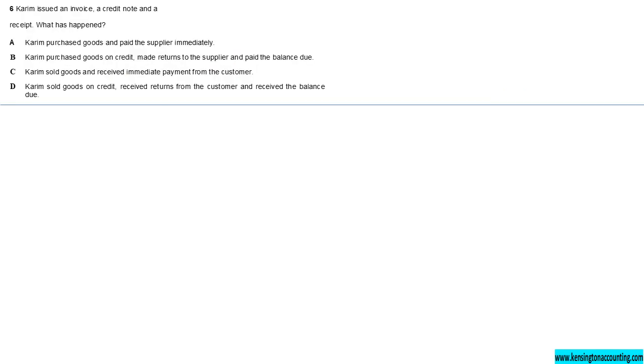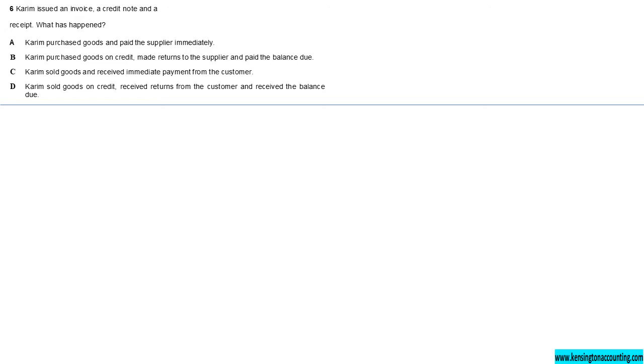Question 6. Karim issued an invoice, a credit note, and a receipt. So this question is about business documents. Now, who issues an invoice, a credit note, and a receipt? It is only the supplier who issues an invoice, a credit note, and a receipt, not a customer. The customer only issues one document, which is known as a debit note. So the customer issues a debit note, whereas the supplier issues invoice, credit note, and receipt. Therefore, in this question, Karim is a supplier.